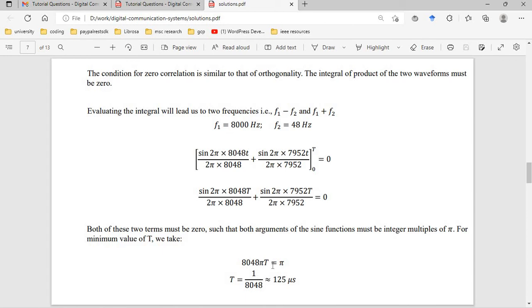So 8048T is equal to 1, which means T is equal to 1 over 8048. That approximates to 125 microseconds. In other cases, you could actually ignore the 48 in 8000 plus 48 because 8000 is much greater than 48. So this solves to something very close to 1 over 8000, which is approximately 125 microseconds.